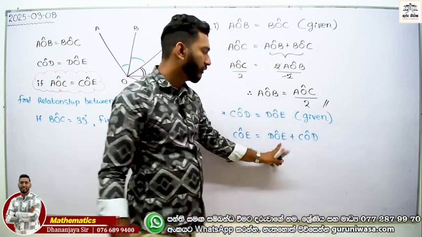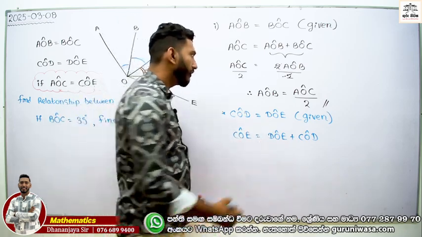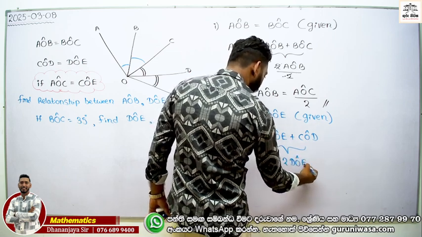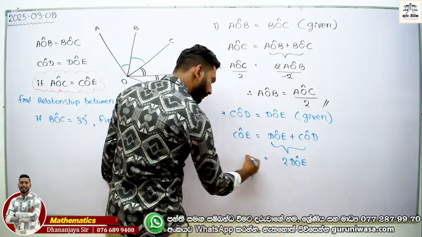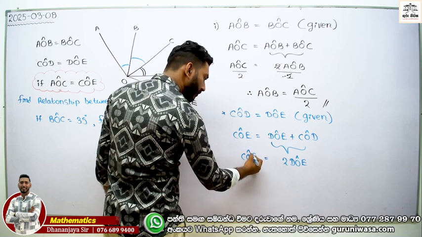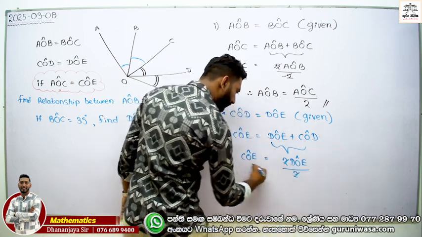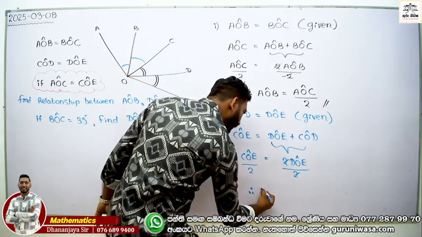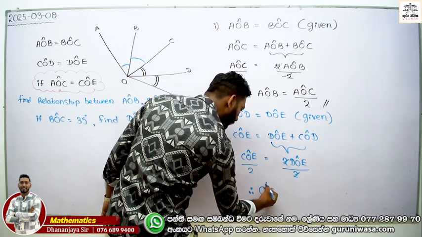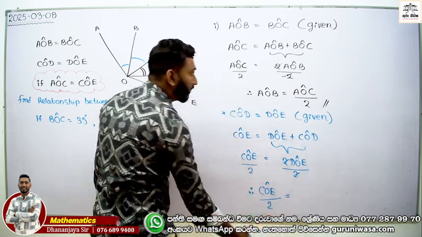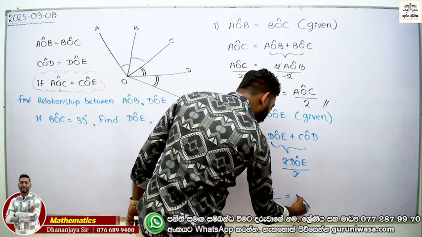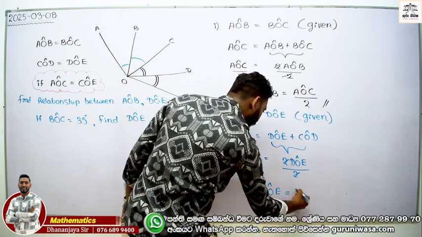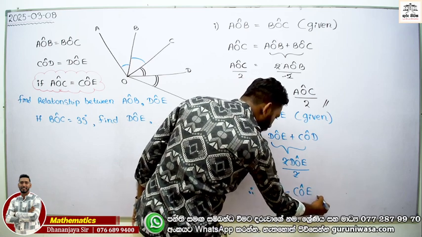And we know these two things are equal. Therefore, we can write this as 2 times DOE. This one is COE. Now divide by 2, divide by 2. Therefore, COE divided by 2 is equal to DOE. DOE is equal to COE divided by 2.